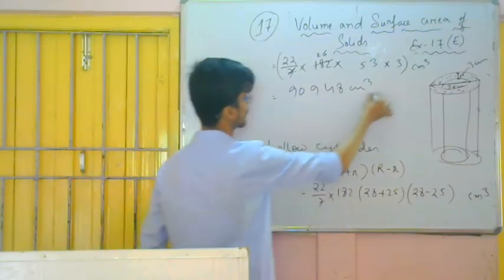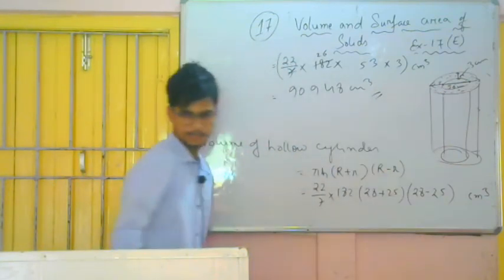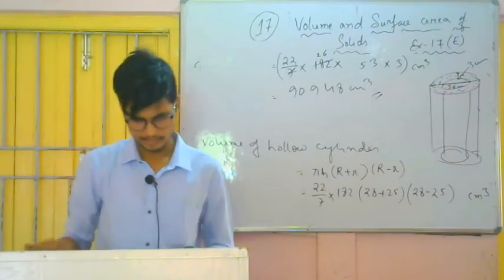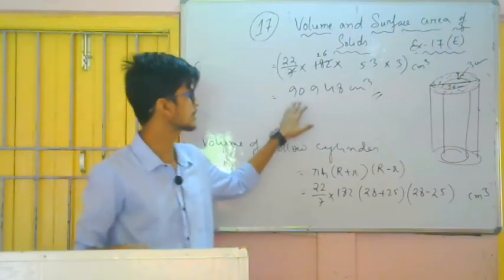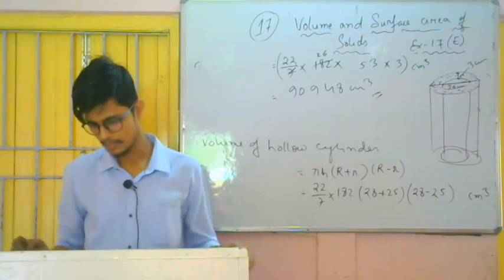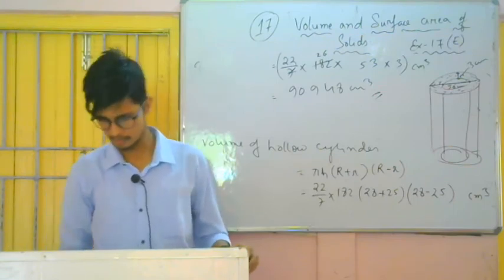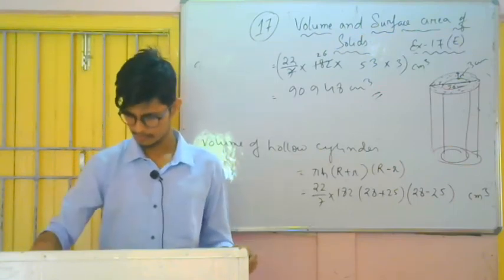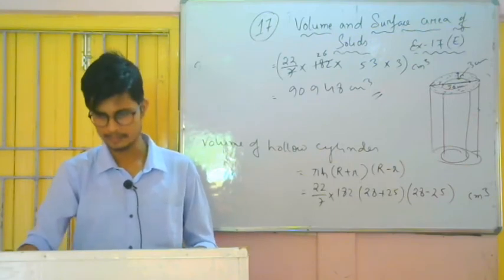So this is the volume of this metal. So question was to find the number of cubic centimeter in it. So it is 90948 centimeter cube. Now question number 10.